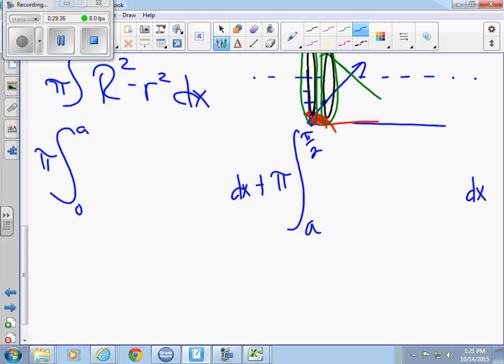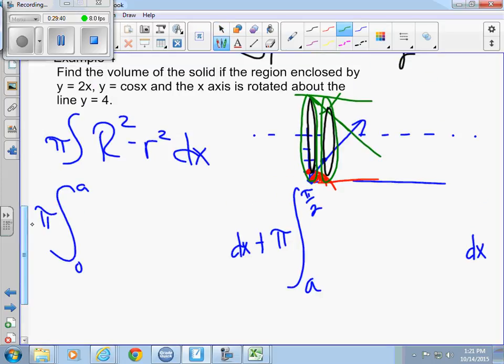Okay, so the outside circle from 0 to A, the green circle from 0 to A, actually on both of them, has a radius of 4. Everyone agree? So 4 squared. Easy enough. Not so easy on the inside. I have a lot more thought to go on the inside. Everyone see where I got 4? 4 minus 0, minus the x-axis. Okay, the inside circle.